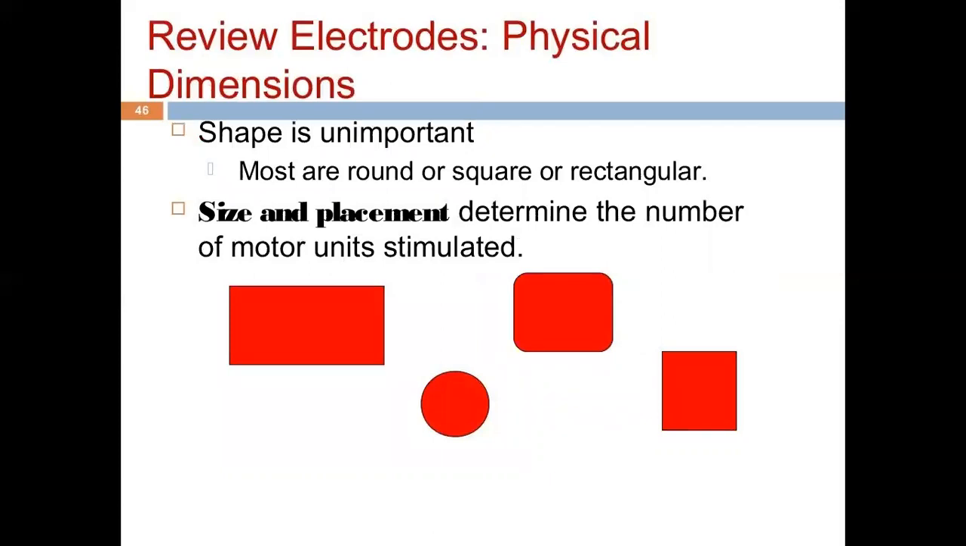Now a review of electrodes and their physical dimensions. Shape is unimportant, as we all know that most are round, square or rectangular. Size and placement determine the number of motor units stimulated.